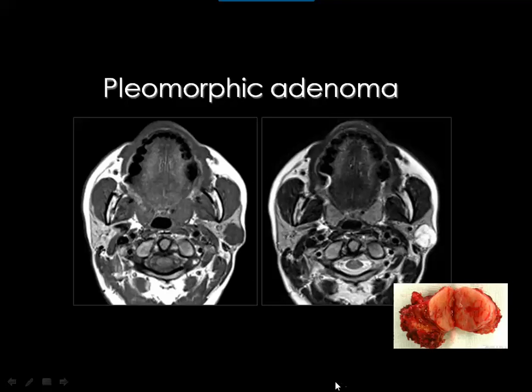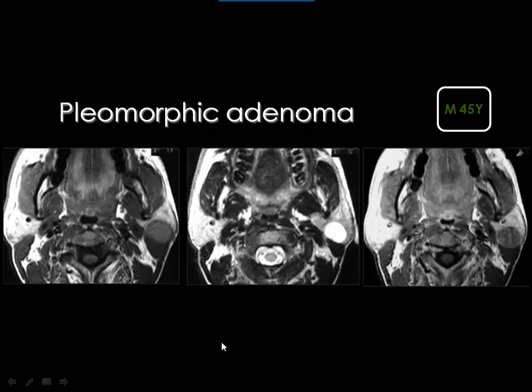Then this is the appearance of pleomorphic adenoma by MRI, T1 weighted image and T2 weighted image. The lesion is here well defined, of intermediate signal in the T1, high signal in the T2, meaning that there is a lot of fluid inside the lesion, meaning that it is on the benign side.